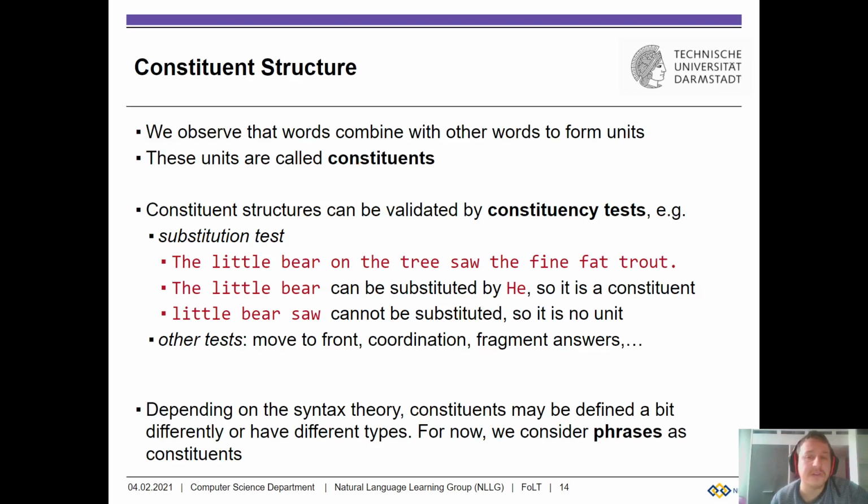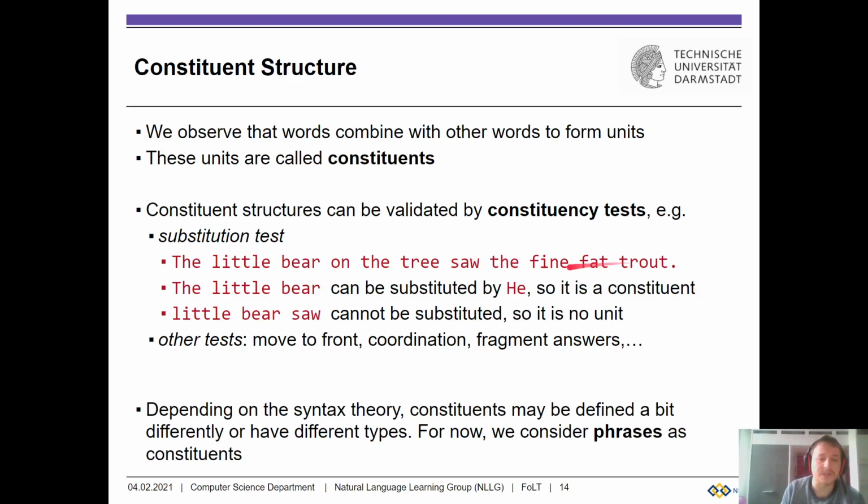And how do we know whether something is a constituent or not? Linguistic theory has developed a couple of tests to identify constituents. Let's take the sentence, the little bear on the tree saw the fine fat trout. So we can, in principle, substitute the little bear here by he. Well, that would not read perfectly in English, but at least in principle it could be done. He on the tree saw the fine fat trout. Similarly, we could replace the fine fat trout by it. The little bear on the tree saw it. So the fine fat trout would also appear as a constituent.